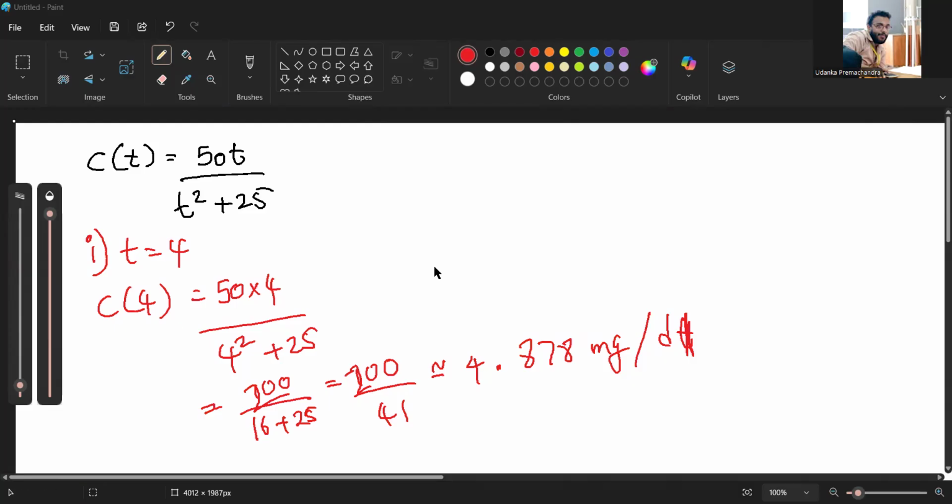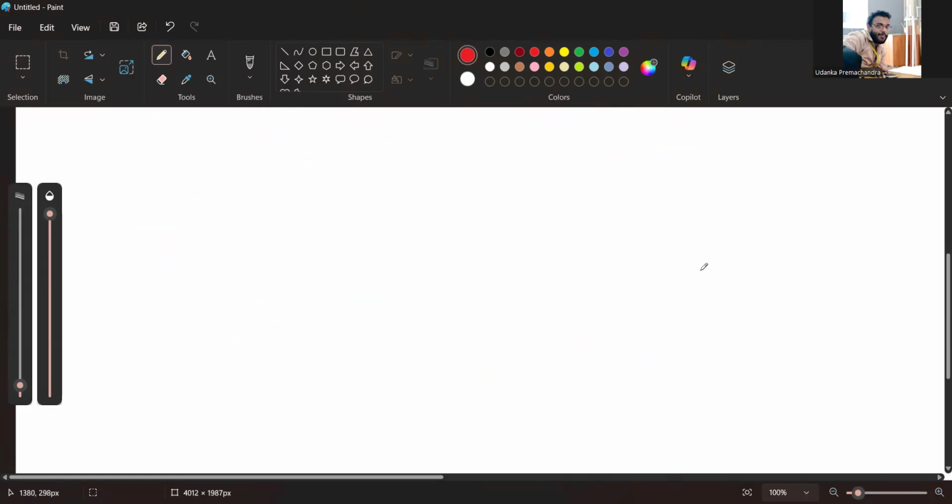And the second one, when to take the antibiotic again. If you want to take the antibiotic again, C(T) should be more than or equal to 4, because we already solved that C(T) has 4. Otherwise, it can be equal to 4. So if you consider the second one, you can take C(T) as 4. So 50T over T squared plus 25 equals 4.